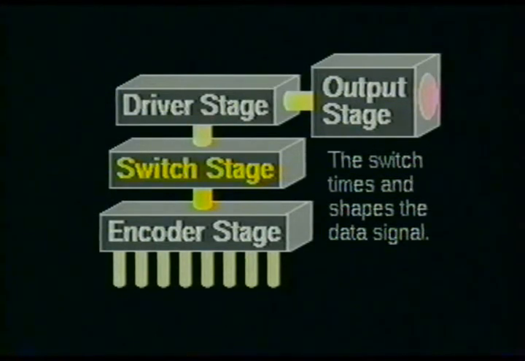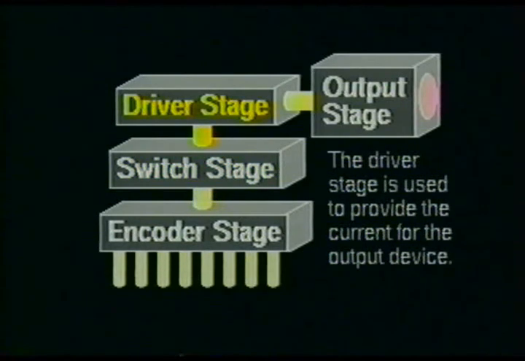The switching stage performs two major functions. First, it contains a timing control circuit, which sets the on-off duration of the driver stage. Second, it also contains a wave shaping circuit, which assures that the slew rate of the on-off pulses is held to a minimum. From here, the electrical data is sent to the driver stage.